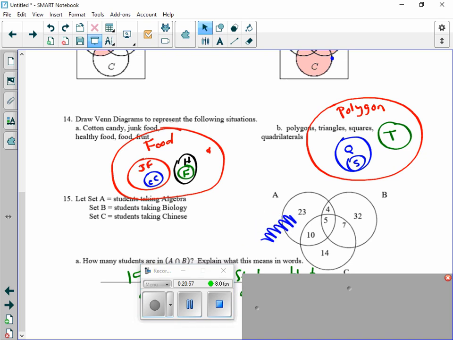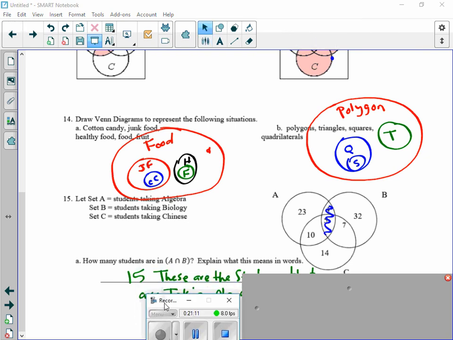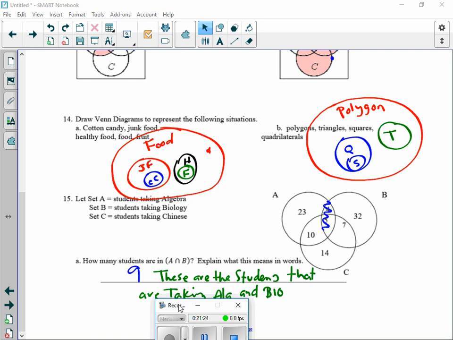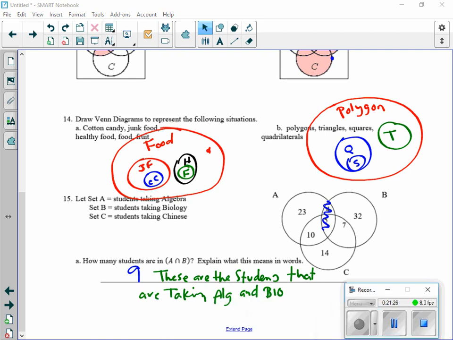Okay, A and B is going to be the area, right, is it A and B? Yep, A and B. I think I might even have a wrong answer here, so let's fix that. A and B is going to be this area right here. And so I should have 9, which is not true, 15. So I've got the A and B, right? So that's 9. And that represents the students that are taking algebra and bio.